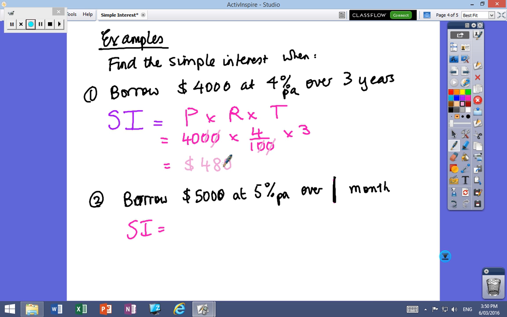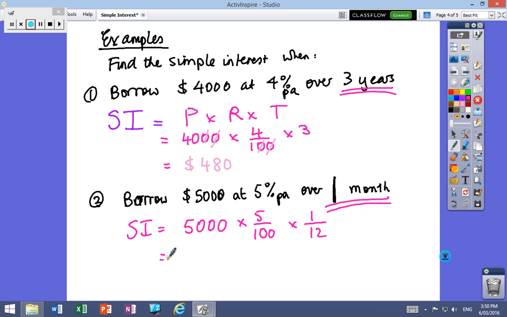Now the second one is a little bit harder, because rather than 3 years, I'm just going to do it for 1 month. So you still put the money first, and you still put the interest second, so 5 over 100. But 1 month is not 1 year. 1 month is 1/12 of a year. There are 12 months in a year, so 1 month is 1/12 of a year.